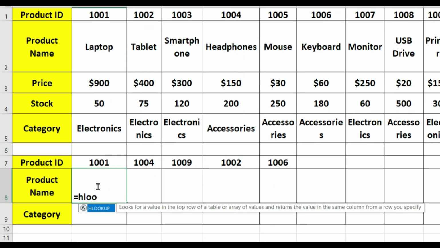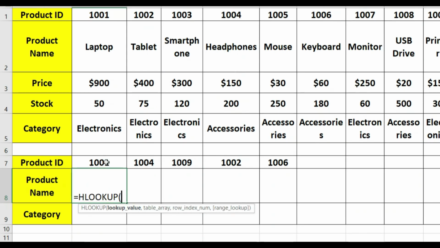Type equals HLOOKUP. Next, enter the product ID number you're looking up. This is your lookup value. After that, insert a comma. Select the entire table that contains the data. This range should include the row with product IDs and the rows with the data you want to retrieve.